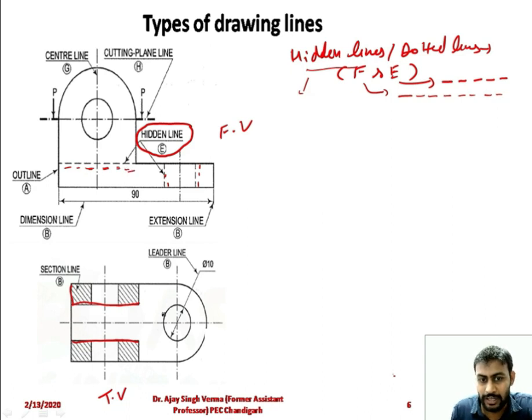Similarly, this circle has a diameter and also a depth, but the depth in the front view we cannot see because this is a blind hole. So that's why this is a hidden line.